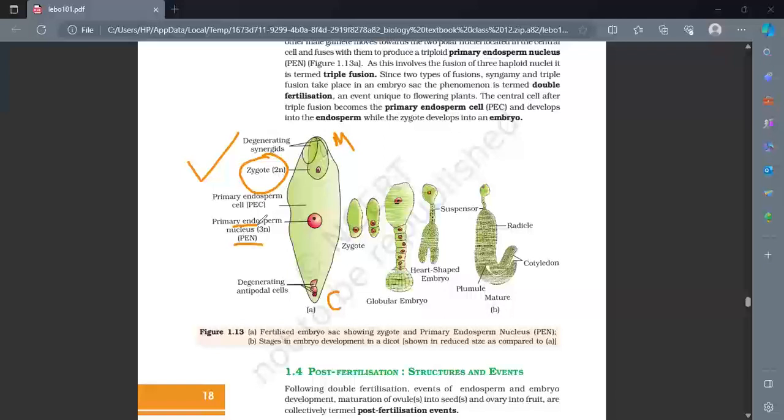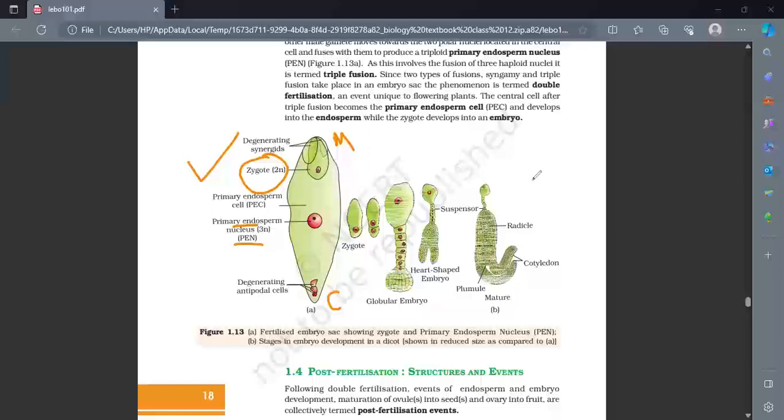Yesterday I was telling you about double fertilization. What does that mean? There are two types of fertilization happening. One is the male gamete fusing with the egg cell, forming what is known as a zygote. The second is the second male gamete fusing with the polar nuclei. It is already 2n in number, so together it becomes 3n. This is the diagram of a fertilized embryo sac and how you need to understand it.